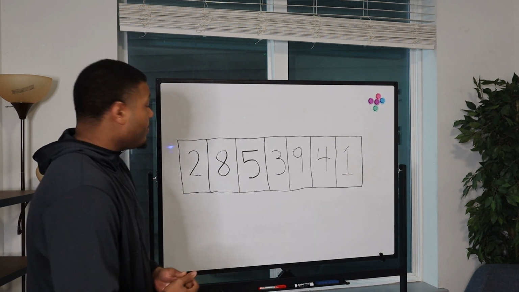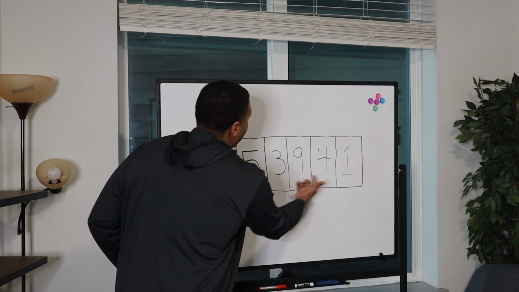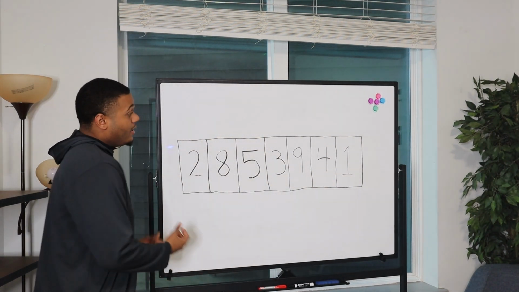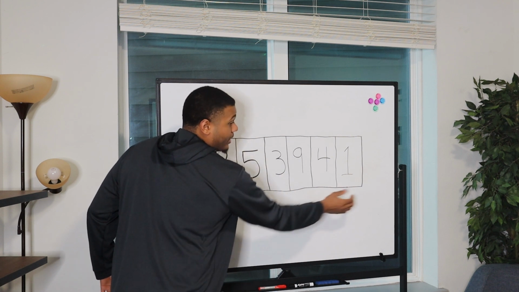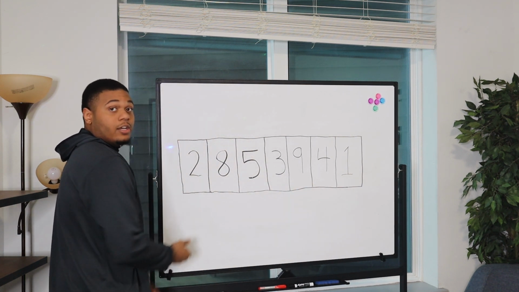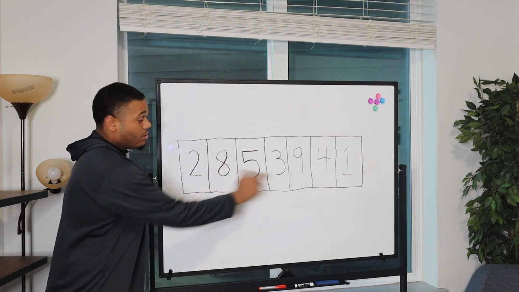Alright, so we have our numbers right here. In the array, we have 2, 8, 5, 3, 9, 4, 1. So the whole point of the bubble sort is to get all the high numbers to bubble down to the end and all the small numbers to end up at the front. So how we do that is we're going to compare two numbers inside of this array.